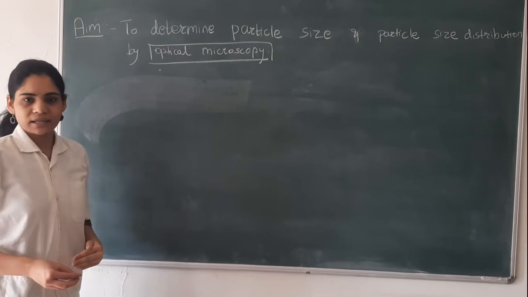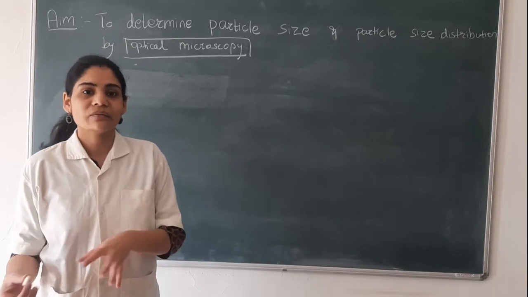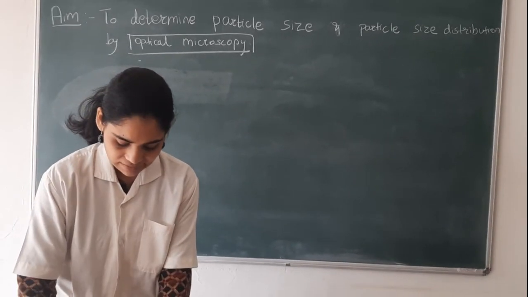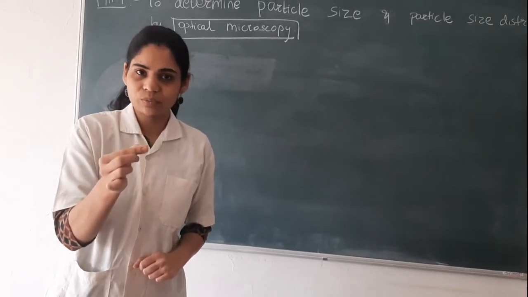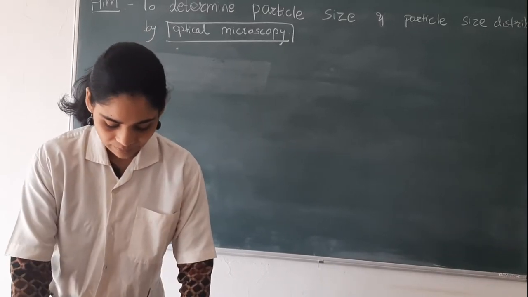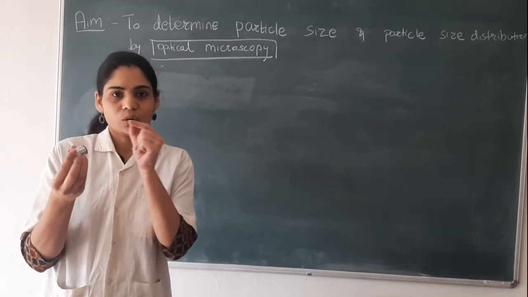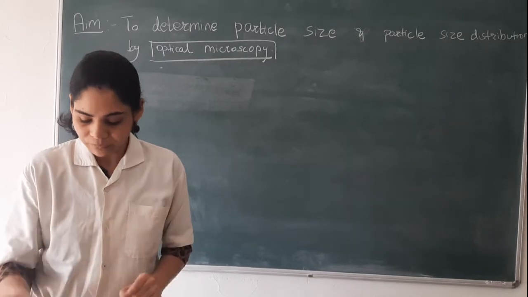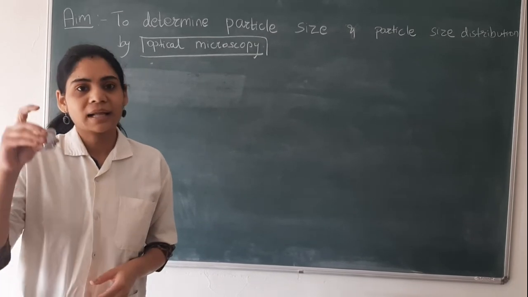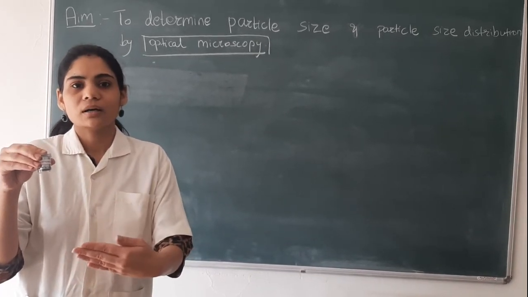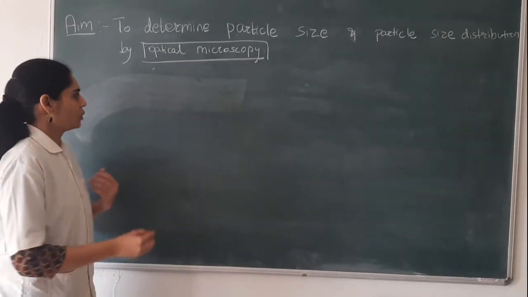Before starting the experiment, in the requirements we had seen that we require a stage micrometer and an eyepiece. So this is the stage micrometer. Keep in mind that this stage micrometer is used for calibration of this eyepiece. This is the eyepiece. If you look at it, engravings are given on it. The stage micrometer is used for calibration of this eyepiece, and this eyepiece we are going to use for measuring the actual particle size.